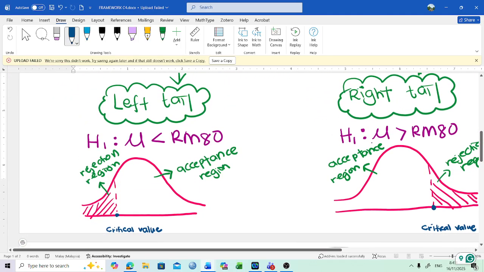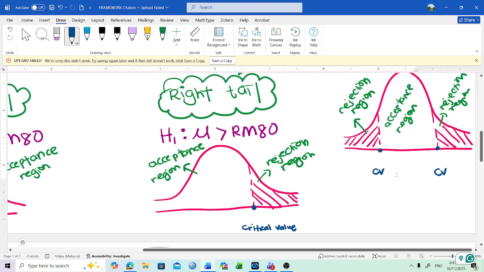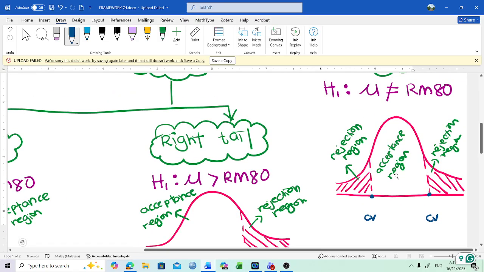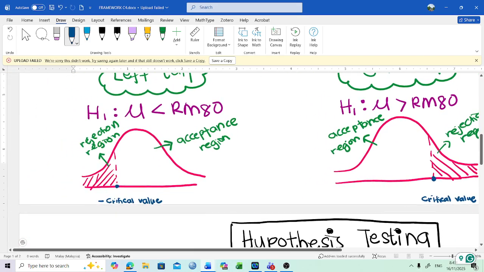Okay, for the left tail, since it is on the left, the critical value will be negative. For the right tail, it is on the right, so the critical value will be positive. Meanwhile, for the two-tail test, which has two sides, left tail and right tail, the critical value will be negative and positive. So, how to find the critical value?